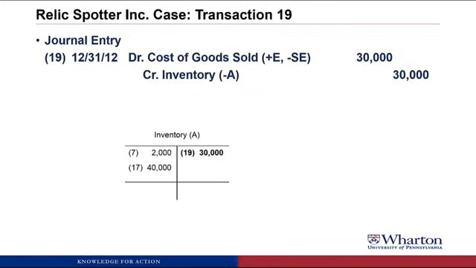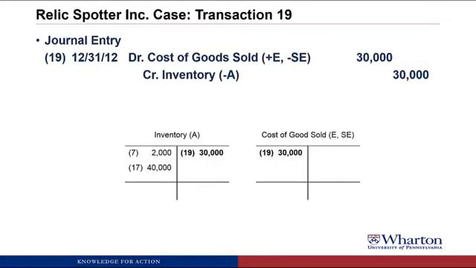We post this to T accounts by reducing the inventory account through a credit entry in the T account, and we post a debit to a cost of goods sold expense T account.